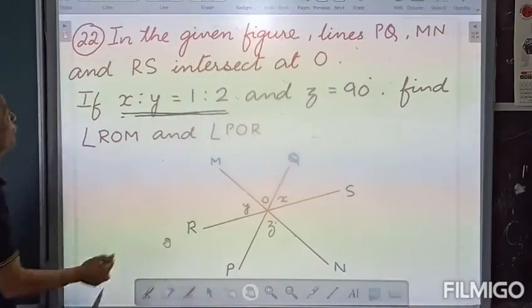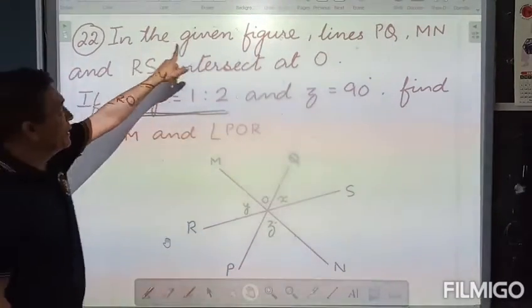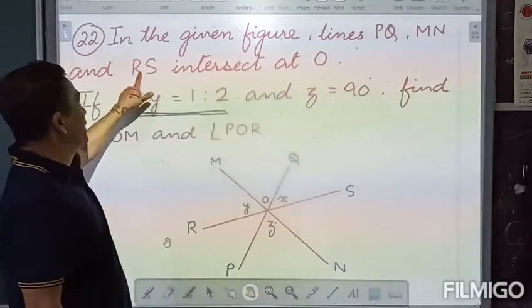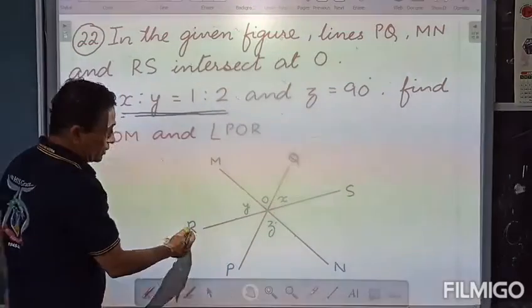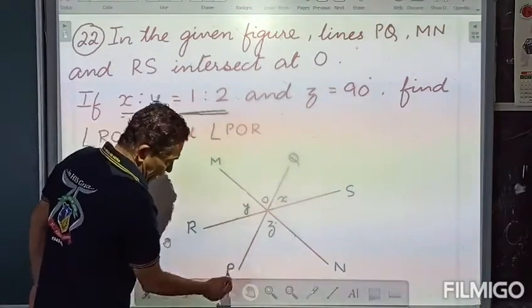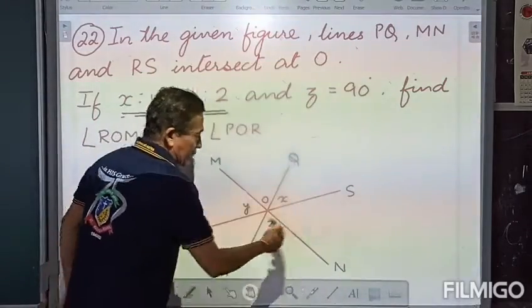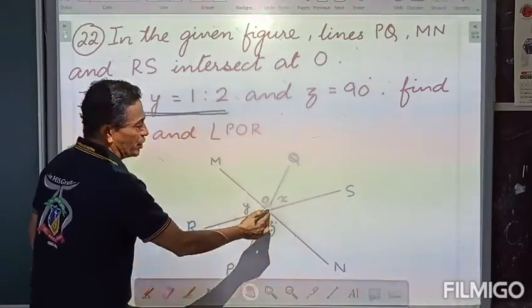Let's look at the question first. This is question number 22. In the given figure, lines PQ, MN and RS intersect at O. That means all these lines PQ, then MN and RS are straight lines, but all of them are crossing at the point O here.